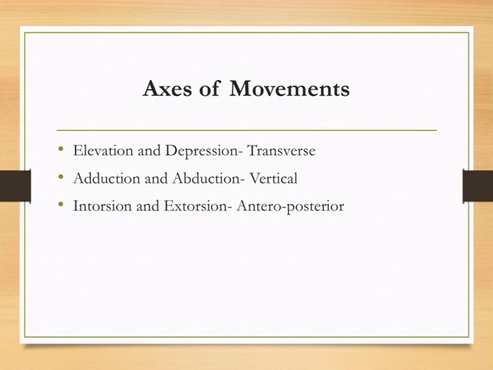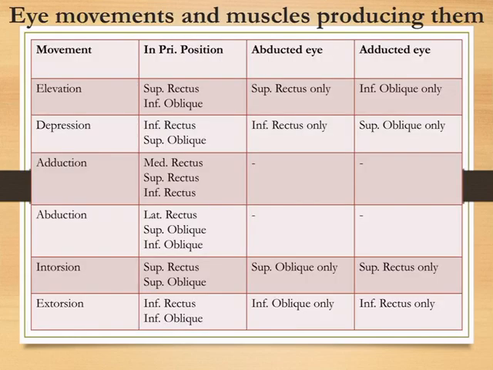I don't think we have to really discuss this. You all know that elevation and depression occur around the transverse axis, adduction and abduction along a vertical axis, and intorsion and extorsion along an anterior-posterior axis. I like this table as well. It's a different perspective on the same information.